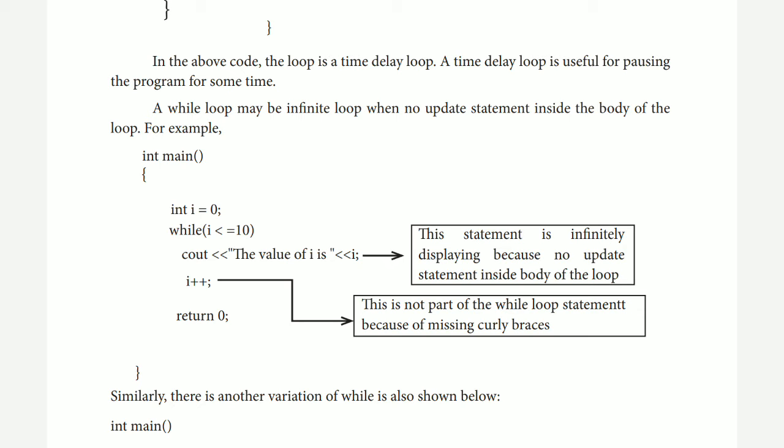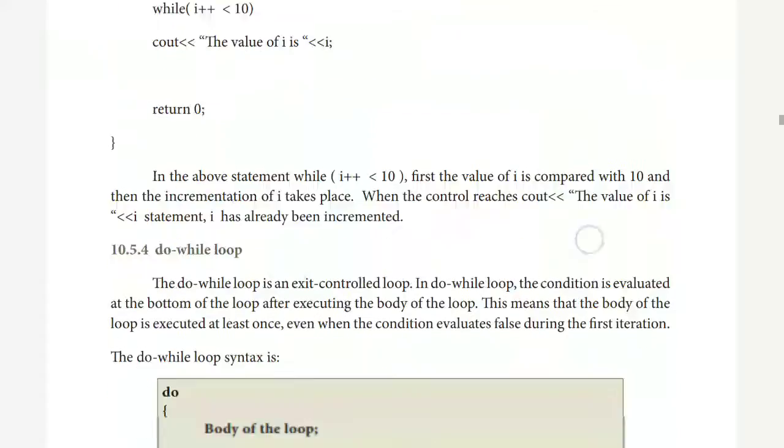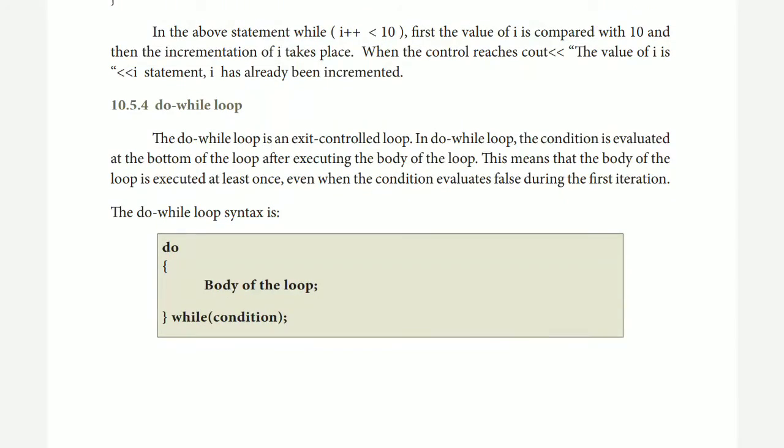So next is the do while loop. So in the do while loop you can see that the do while loop is an exit control loop. Okay, exit control loop means it will first execute the body of the loop once, and then at the end of execution it will check the condition.